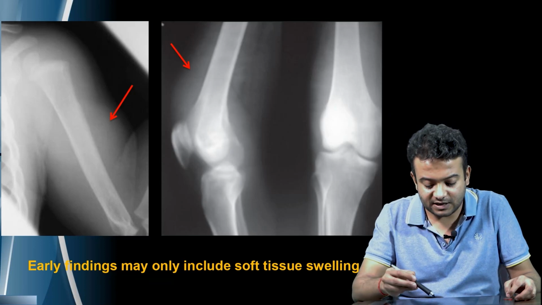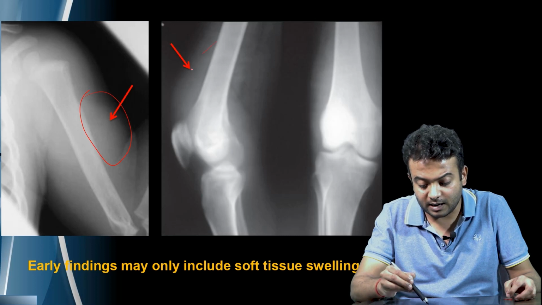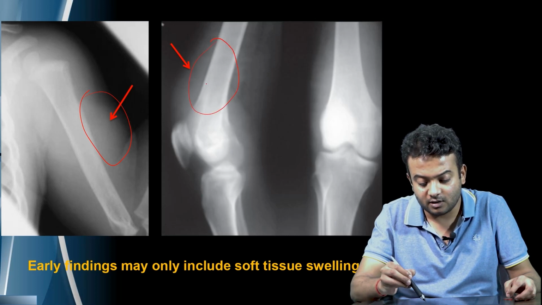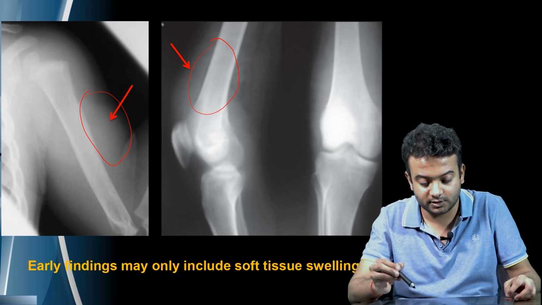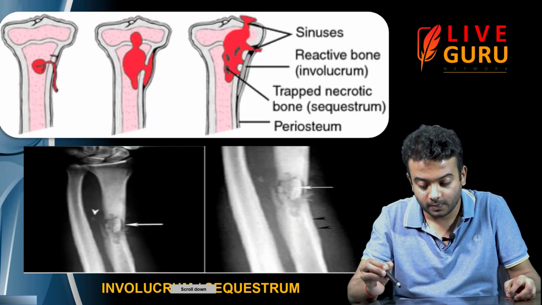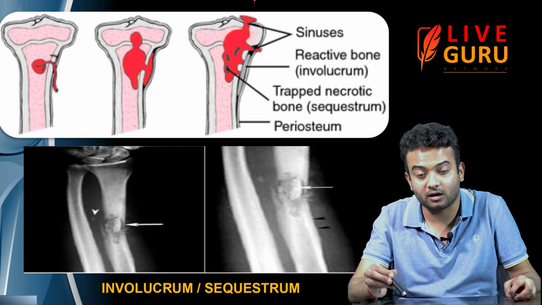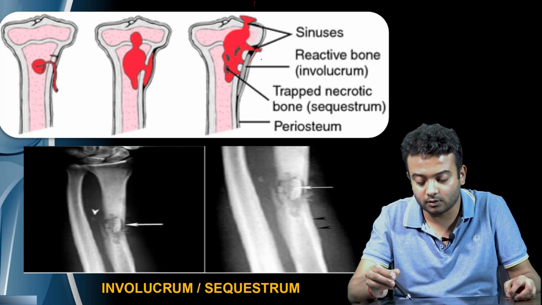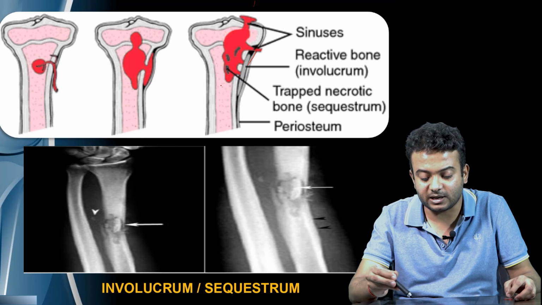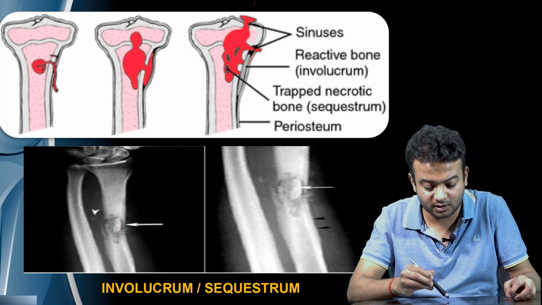So the early findings, as I have already said, can only be a subtle soft tissue swelling, and there can be no marked abnormality in the bone as seen here. We can just see some soft tissue swelling in the involved bone. Other features can be draining sinuses towards the skin surface, reactive bone formation of the involucrum, the piece of dead bone trapped inside in the form of sequestrum, and the periosteum with various periosteal reactions. So this shows the same thing.